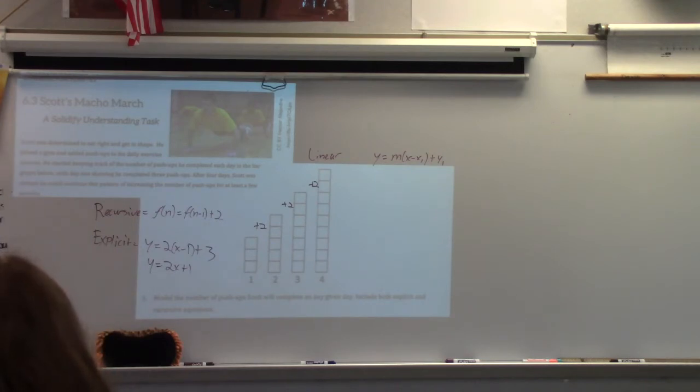If you're going to say slope intercept though, you just have to figure out, hey, what is my y-intercept? And I would just say just look back at the generalized equations and use those to help you.